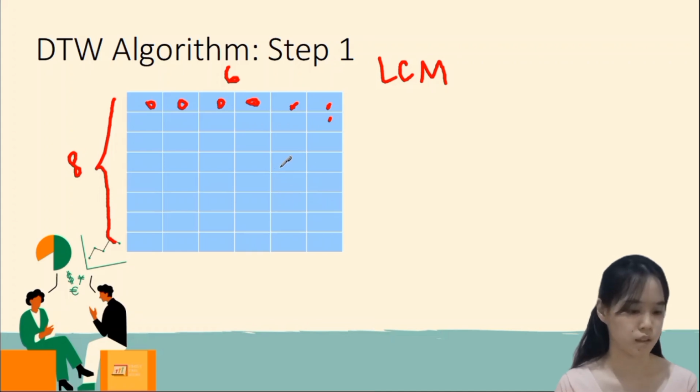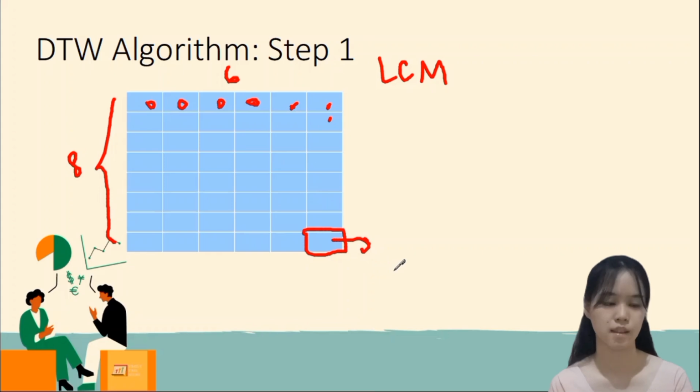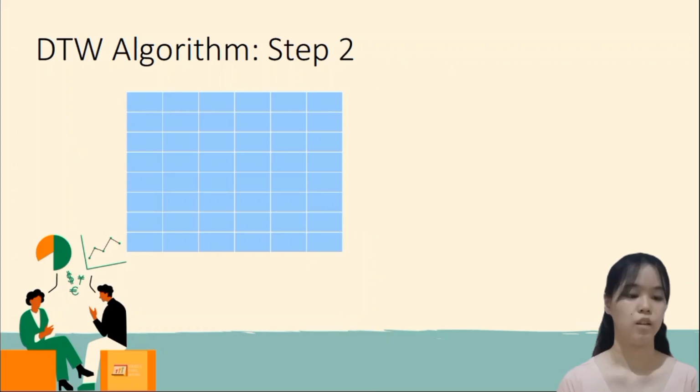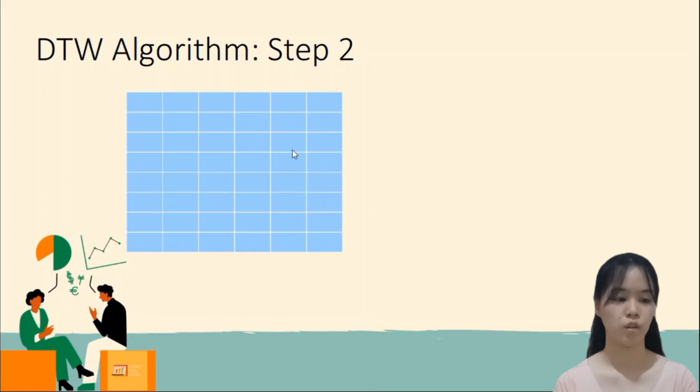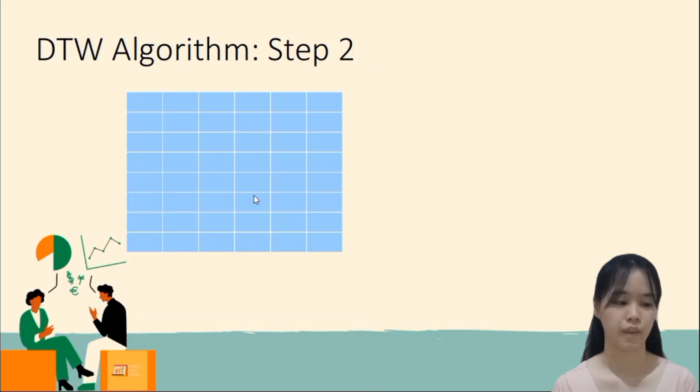Okay, so let's say that here in this red box, this is the distance between the 8th element of the first series and the 6th element of the second series. Alright, once we have filled all those cells in the LCM or local cost matrix, we can move on to the next step. The next step is to find the path that could minimize the cost or the distance.